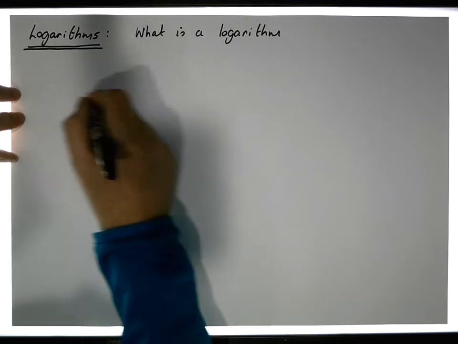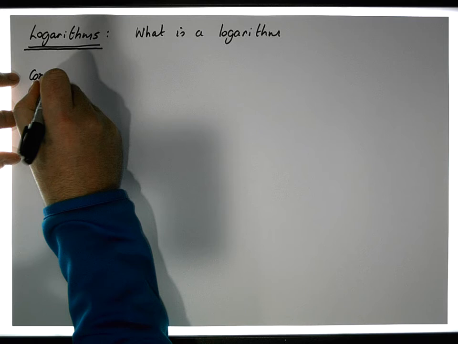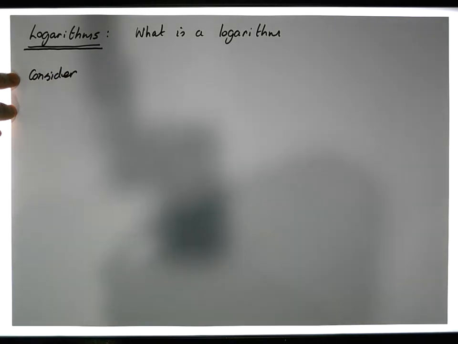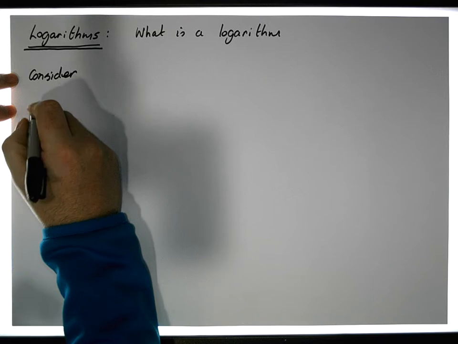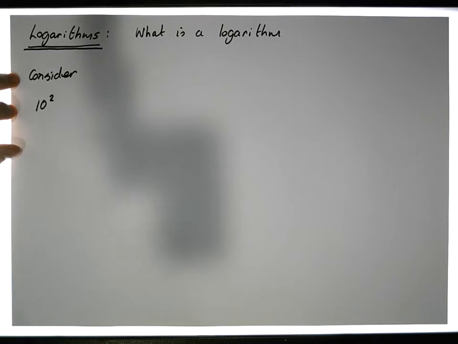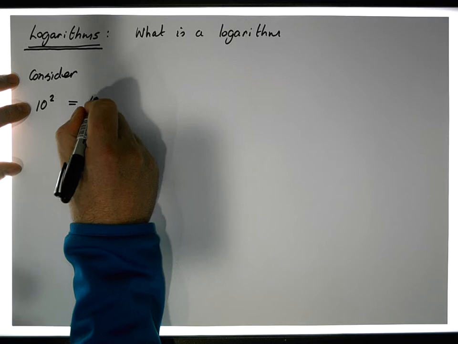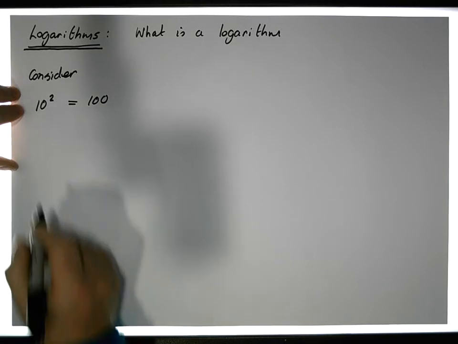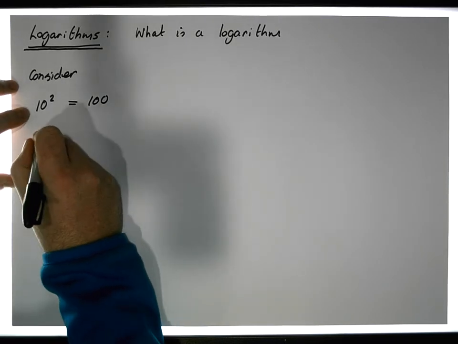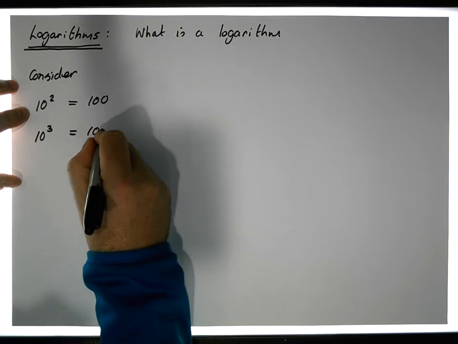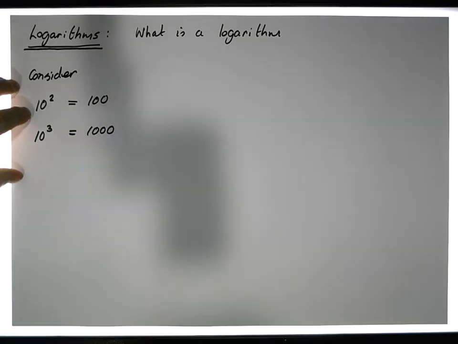So let's consider all the following numbers. Let's consider 10 squared. What's 10 squared equal to? Well, it's equal to 10 times 10, which is simply 100. Let's consider another one. What's 10 cubed equal to? Well, 10 cubed is equal to 10 times 10 times 10, which is equal to 1,000.